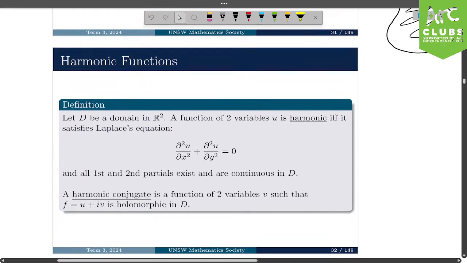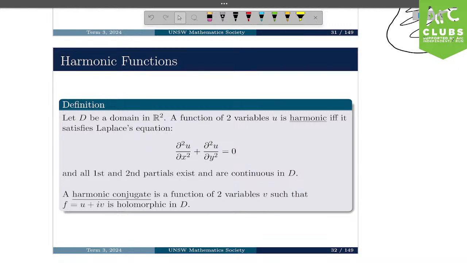Another thing we need to know is harmonic functions. If we have a function of two variables, say u, we say that it's harmonic if and only if it satisfies this equation: the second derivative of u with respect to x plus the second derivative of u with respect to y is equal to 0, along with the fact that all first and second partial derivatives of that function exist and are continuous across this domain.